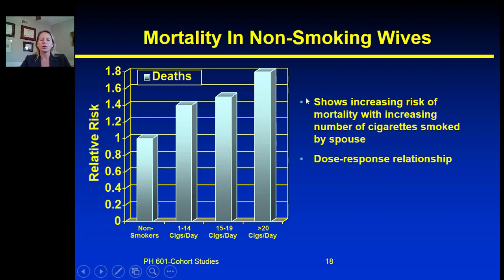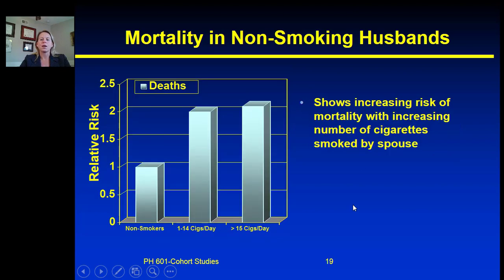Again, it's very important when you're interpreting data that you determine and understand what the reference group is so that you interpret the measure correctly. And then this is the same data for the males of smoking wives, again illustrating a dose response.